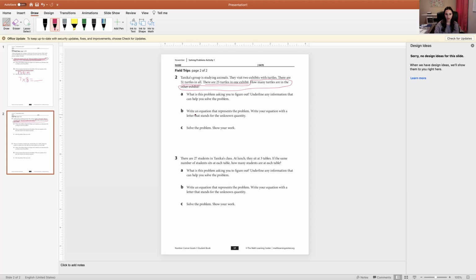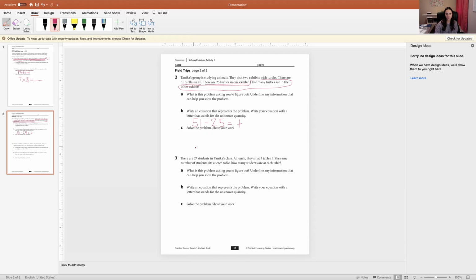Letter B says, write an equation that represents the problem. Write your equation with the letter that stands for the unknown quantity. Okay, so with the variable. So I'm going to say there are 51 turtles in all. So I'm going to write 51. Okay, if I subtract 25, that should give me how many turtles are left. So 51 minus 25 equals, I'm going to put T for turtle. 51 minus 25 equals T.